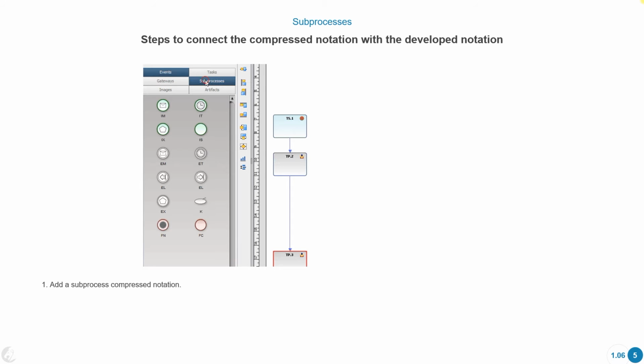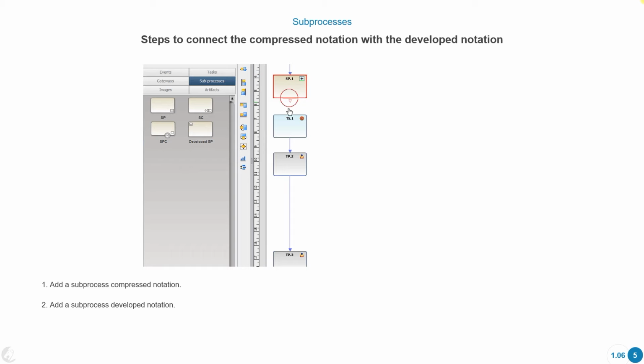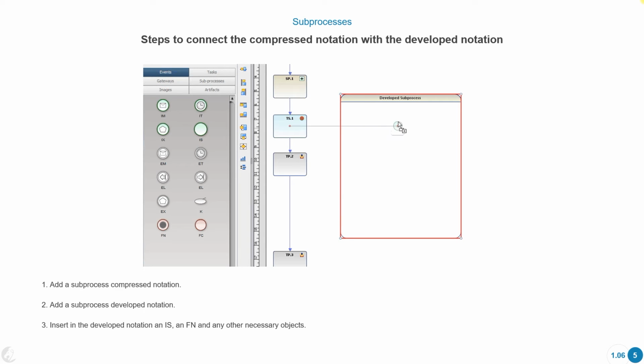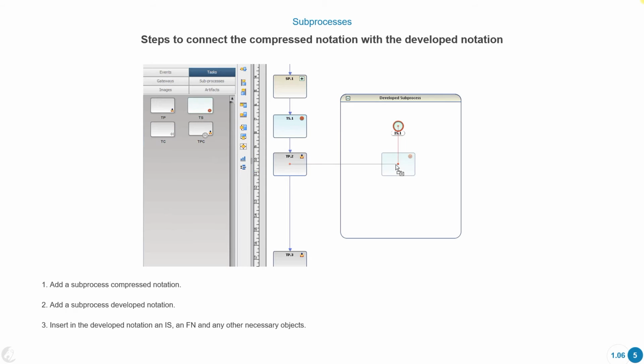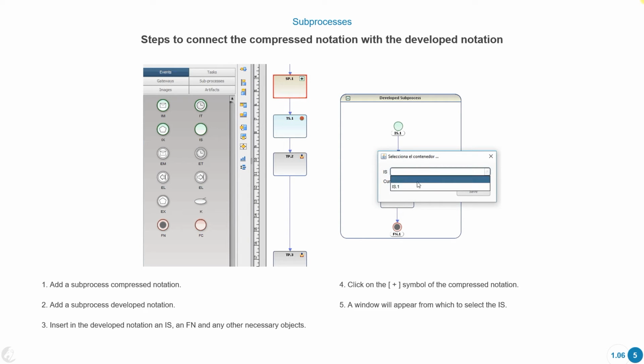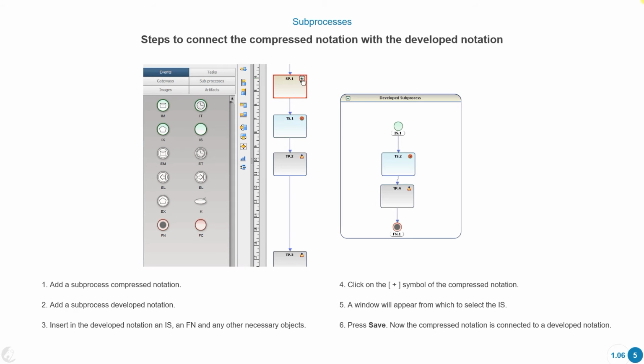How do we connect a subprocess extended notation to its compressed notation? So all we have to do is we add the compressed notation, as we can see here in the image, and then we add the extended notation. Inside of the extended notation, we're going to add whatever we want. Obviously, it's always going to start with an IS, and then we can add tasks, system tasks, gateways, whatever we need. Now, once we've done this, we're going to connect all the objects, as we can see here in the image. And once we've connected all the objects, we have to go to the collapse notation and indicate to what IS it's going to be connected to. Okay, now we've already got it connected.